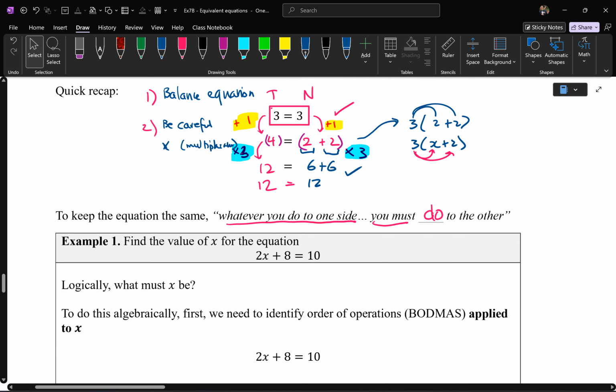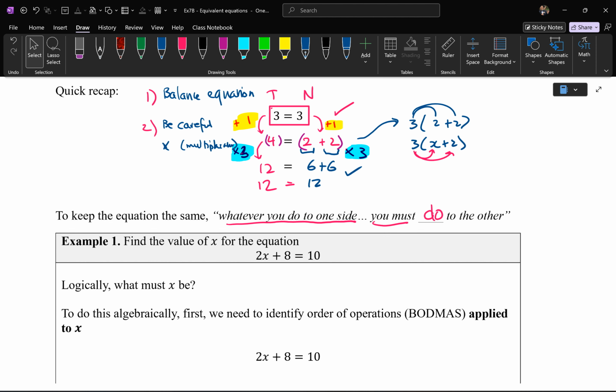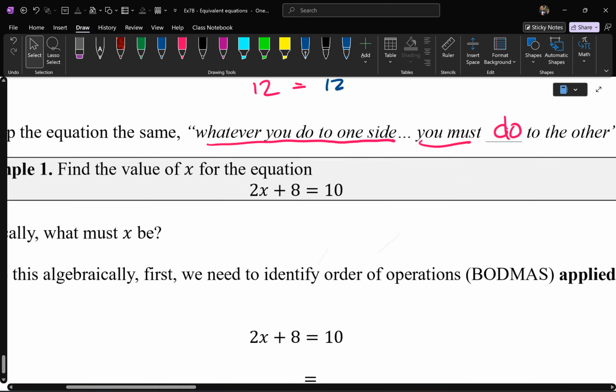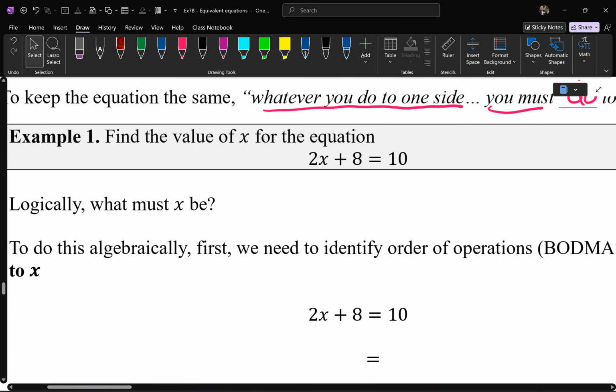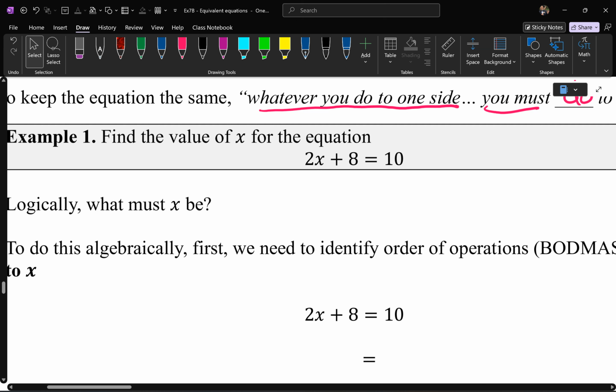Let's say I gave you this one. Now, after you copy those notes, 2 things, balance equation, be careful times. Have a look at this one. Now, this one looks scary. 2x plus 8 equals 10. Some of us already know how to do it. Some of us still learning how to do it.